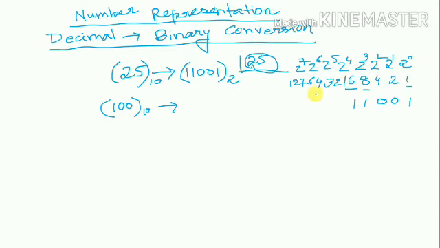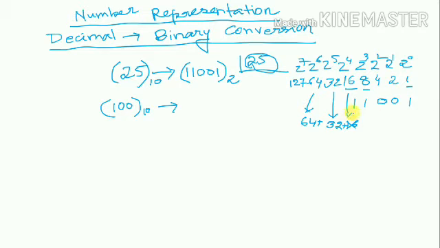So 100, how can you make 100? You have to take 64 plus 32, 64 plus 32 plus 16. How will it be? It will be 64 plus 32. That means 96. You need not take 16.